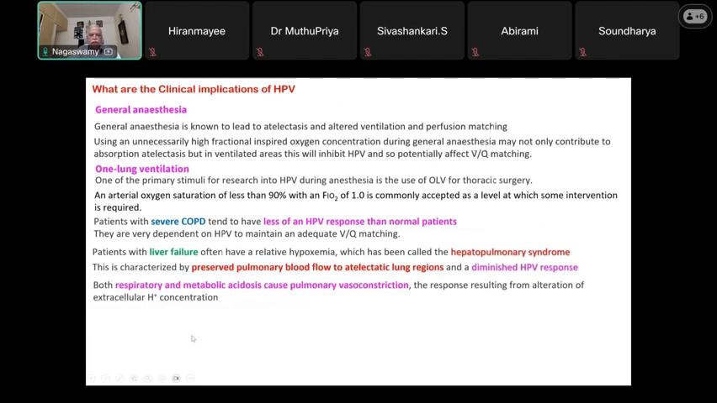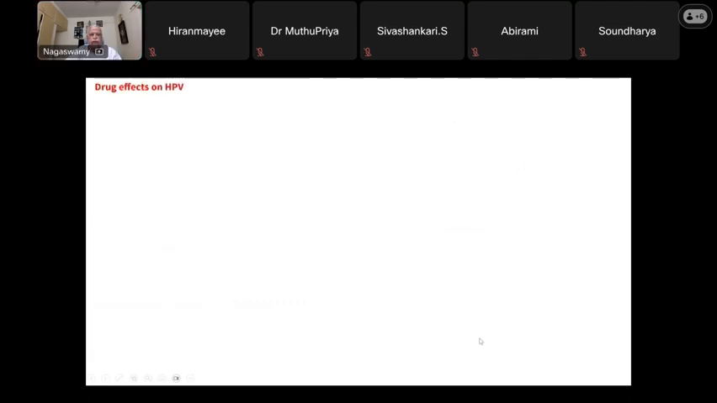respiratory and metabolic acidosis, both of them cause pulmonary vasoconstriction. Hypercapnia and acidosis have an inconsistent effect on HPV. And alkalosis definitely reduces HPV, and it's more consistent than acidosis.